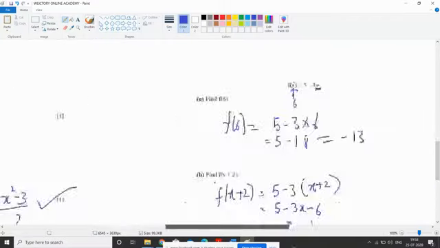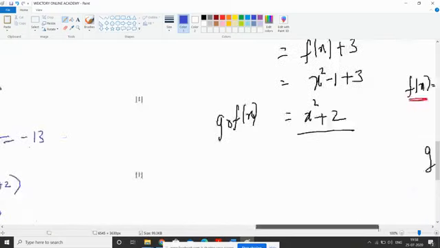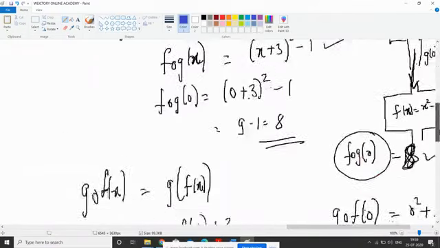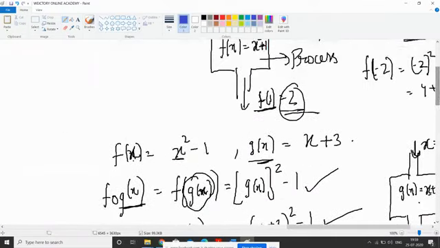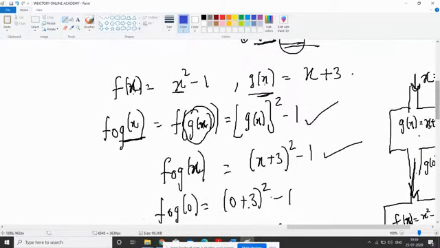So I'll revise again what we have learned today. We have learned composition of functions, like f(g(x)). So f(g(x)), you substitute g(x) in f(x). Wherever there was x, we are replacing it with g(x), so this will become g(x) squared minus 1, and g(x) is x plus 3, so (x plus 3) whole squared minus 1.